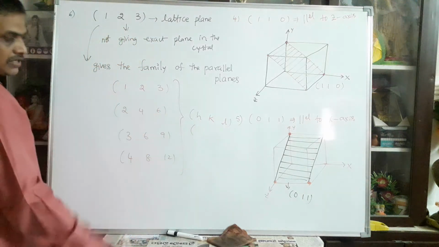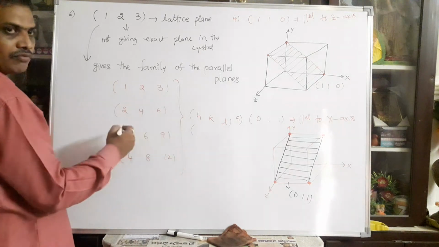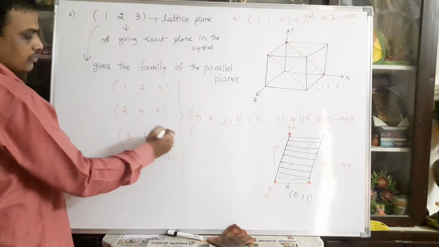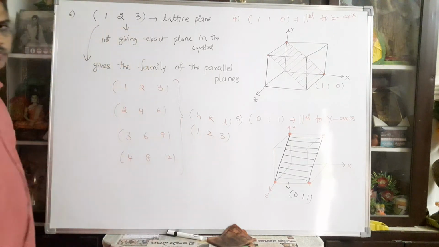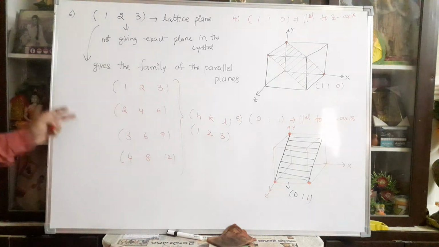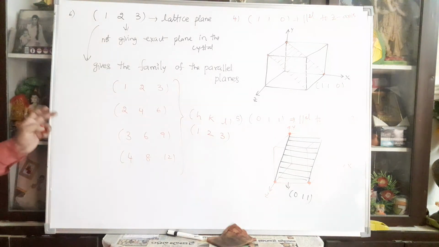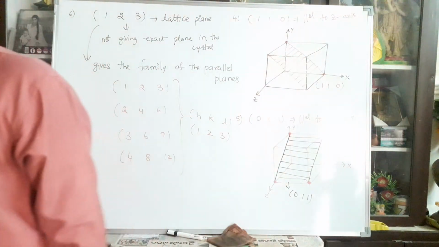So HKL is nothing but the smallest integers. You can cancel the common factor 2 from 2, 4, 6, and 3 from 3, 6, 9, giving 1, 2, 3 each time. So this complete family set of planes has Miller indices 1, 2, 3. So Miller indices always give the complete set of parallel planes.